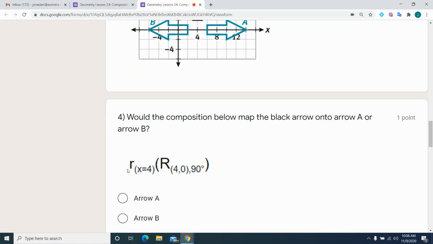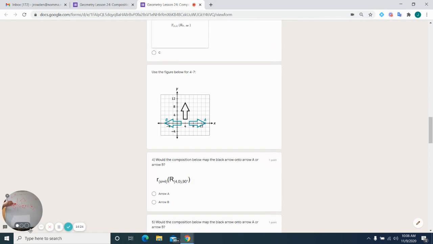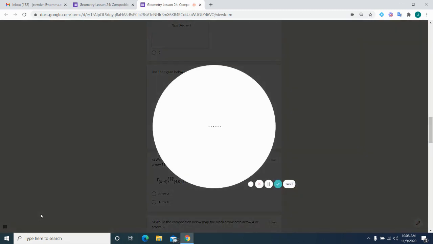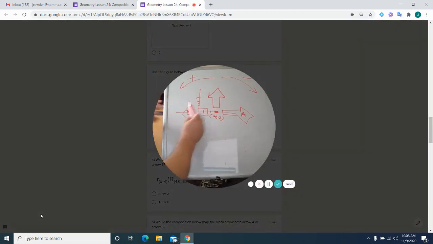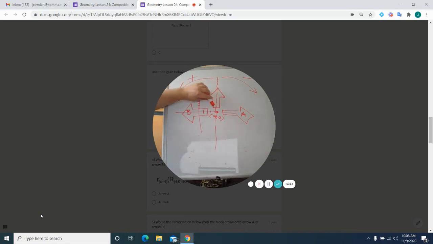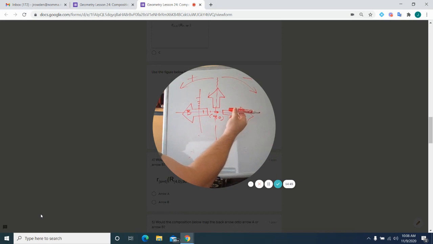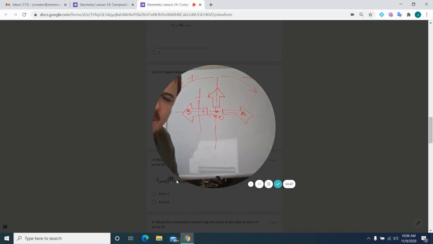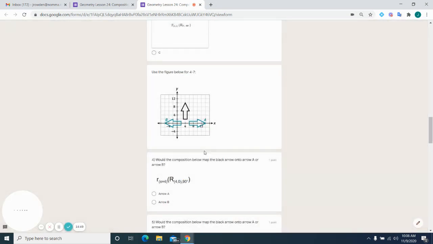But then we have to reflect over the line x equals 4. Let's think about what that's going to do. So if we reflect over the line x equals 4, that would be right here. That's the line x equals 4. If you reflect over that, boom, you end up here at A. You see that? So you rotate around 4, 0, which is your point right here. Rotate around that positive 90 to go right here. And then reflect over x equals 4 to go right here. Okay? So we get A for that first one.